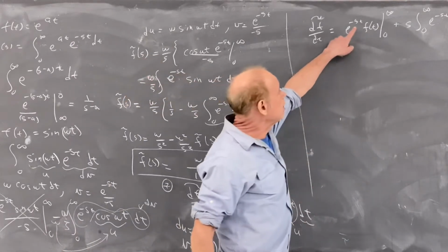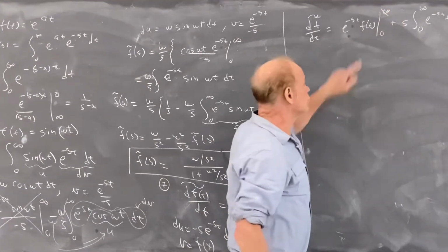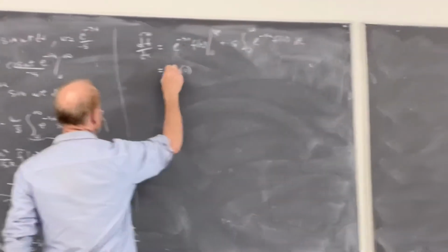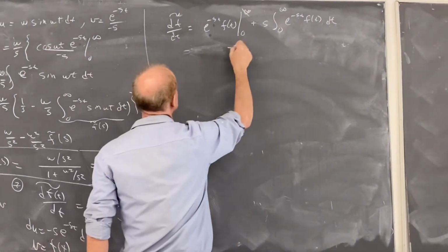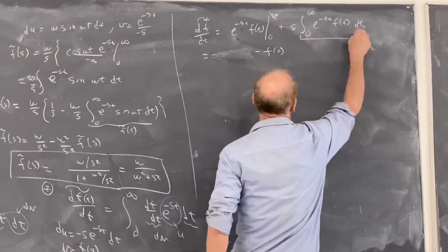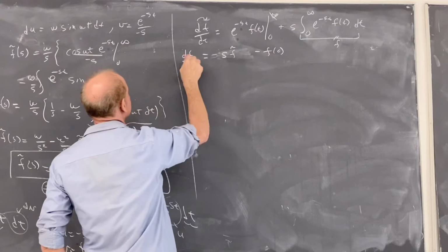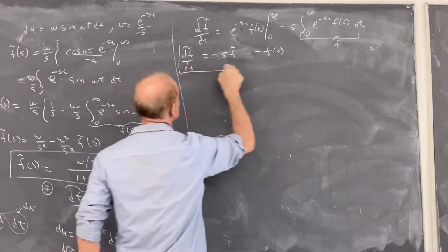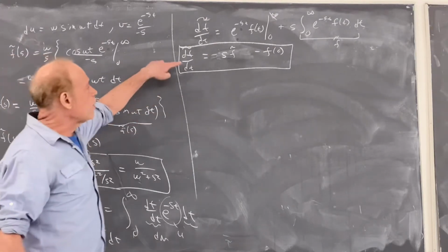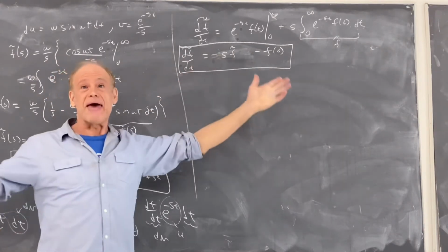So let's evaluate. At infinity, the exponential is 0, and at 0, the exponential is 1. So this is equal to f of 0 with the negative sign. And this other thing is just f tilde. So what we find is that the Laplace transform of df/dt is equal to s f tilde minus f of 0. Notice, whenever I have a derivative, it disappears. I just multiply by s. Magic, no more derivative.